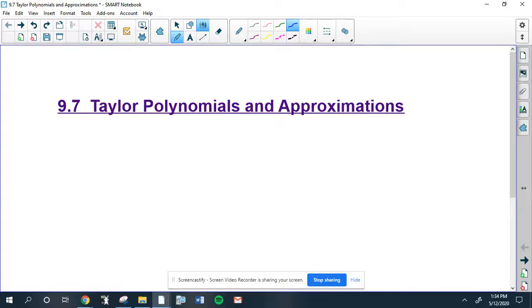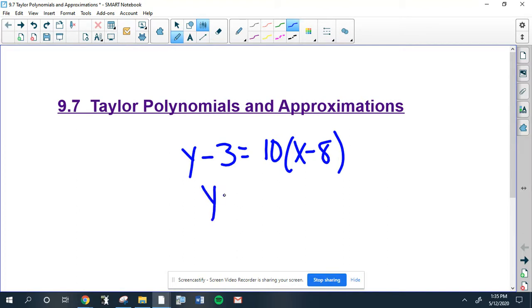Okay, so now we're going to talk about Taylor polynomials, and we're going to use those to approximate values of functions. The thing is, we have already been doing this. We did it quite often when we used the equation of a tangent line to approximate values of functions. Remember, we used y minus f of c equals the derivative, say it was 10, times x minus c. And we use this to approximate a function. So this is actually a Taylor polynomial with degree 1.